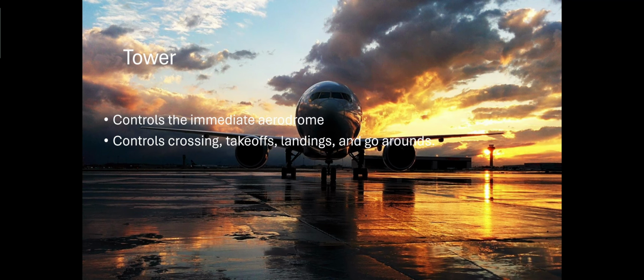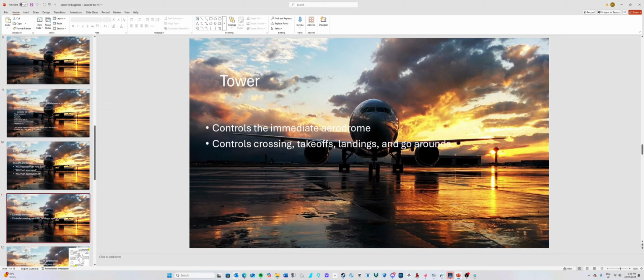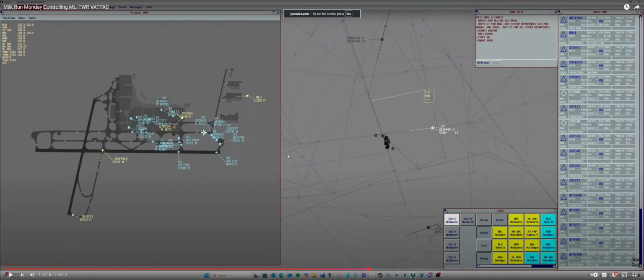So tower controls the immediate aerodrome, controls crossings, takeoffs, landings, and go-arounds. Usually tower will ask if you're ready, and then if you say affirm or affirmative, they'll line you up on the runway or clear you for takeoff. Here's an example of me controlling Melbourne Tower during a milk run Monday in Australia.